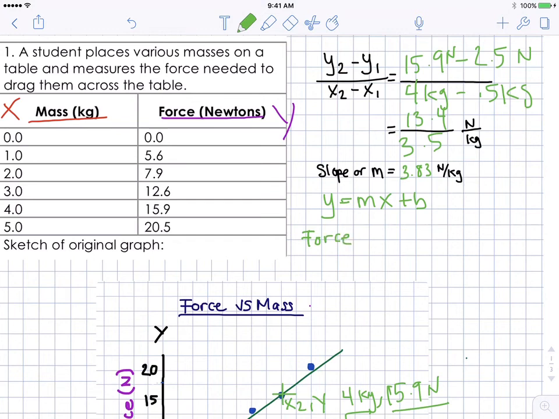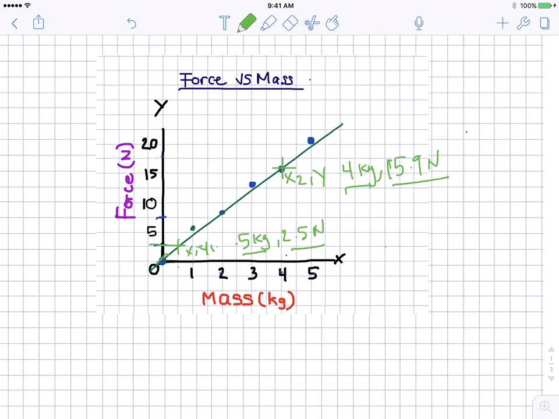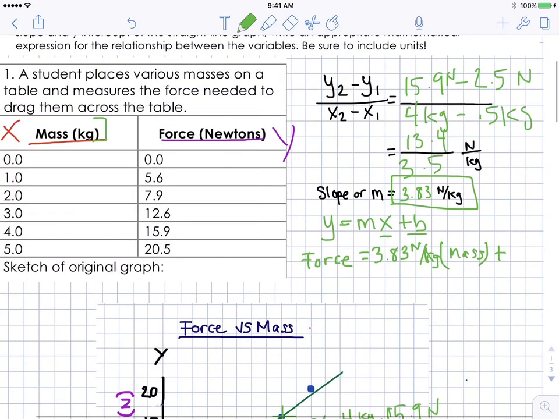This is the first part of our mathematical model, and that's equal to m, and we were able to calculate our slope, or our m value, right here, 3.83, and be sure to include those units because anytime you have a number, no naked numbers. And then we have our x, right, and our x variable is mass, so go ahead and write in mass. And then plus b. Plus b is the y-intercept. So let's take a look. Our line goes right through the 0 there, and so our y-intercept is 0.